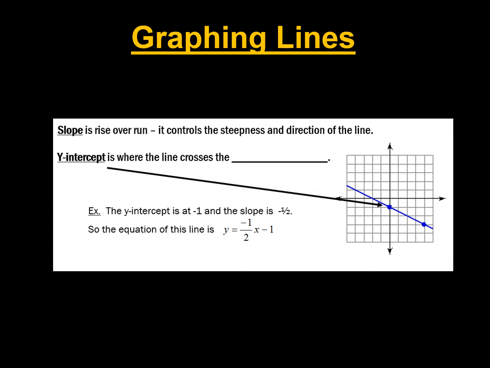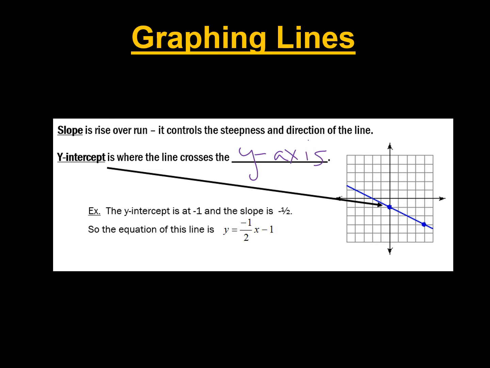But remember, the slope is the rise over the run, and it is the steepness and direction of the line. So when we graph our lines today, we'll be using that slope, and then we'll also be using the y-intercept, which is where the line crosses the y-axis. Okay, so for this graph here, that y-intercept is at -1. It goes down 1 from the origin.